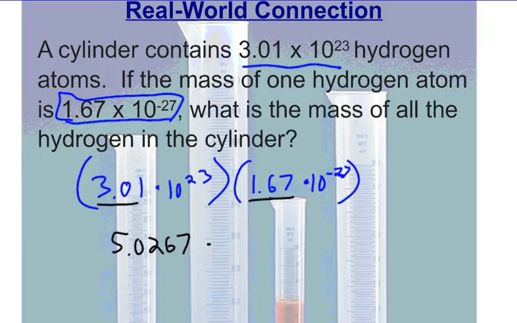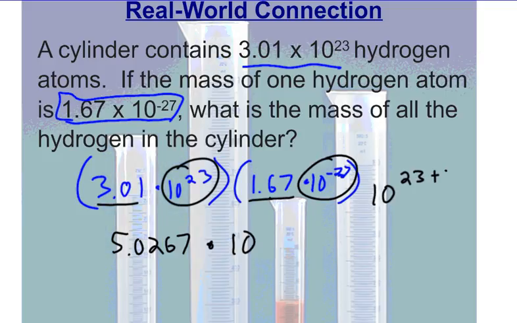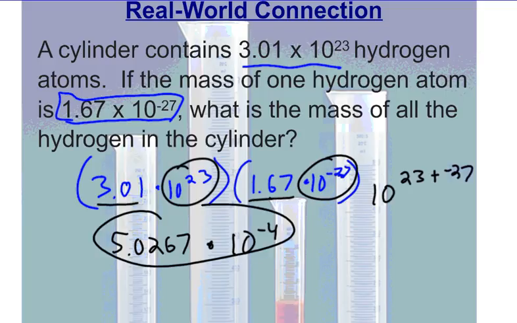All right. Now we have to multiply the exponents together. We keep the base of 10 and we add the exponents. So 10 to the 23rd plus negative 27 will get you a negative 4. So that's our exponent. And we have 5.0267 times 10 to the negative fourth. That doesn't actually say what the label would be, so we're going to just say units. All right, make sure you always have a label. If it doesn't give you a label, we're going to use units.